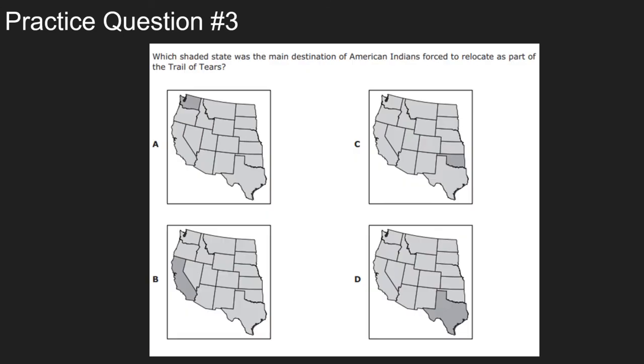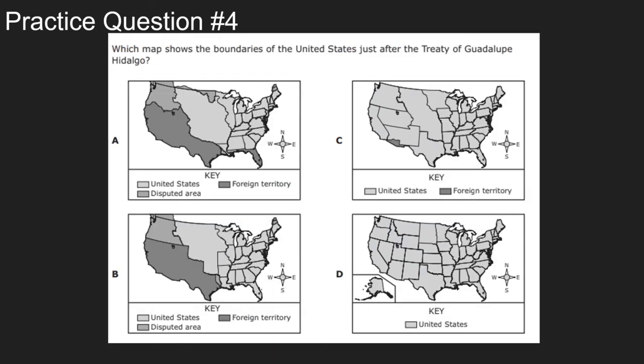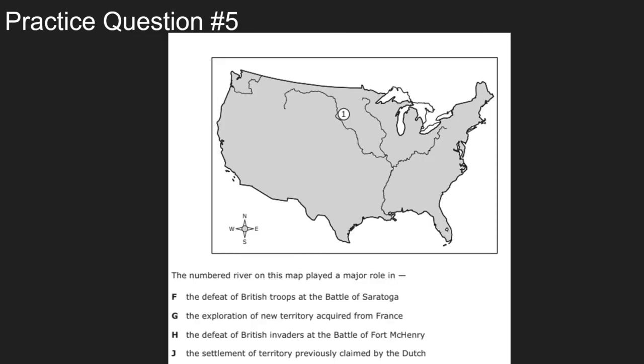The South. Which shaded state was the main destination of American Indians forced to relocate as part of the Trail of Tears? Press pause, and here's your answer. Yeah, that's Oklahoma Territory. Which map shows the boundaries of the United States just after the Treaty of Guadalupe Hidalgo? Press pause. Here's your answer. Gadsden Purchase area right there. All right, the numbered river on the map played a major role in the... press pause. Here's your answer: the exploration of new territory acquired from France in the Louisiana Purchase.